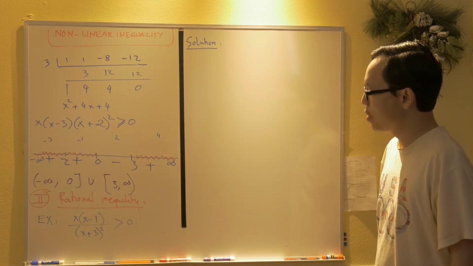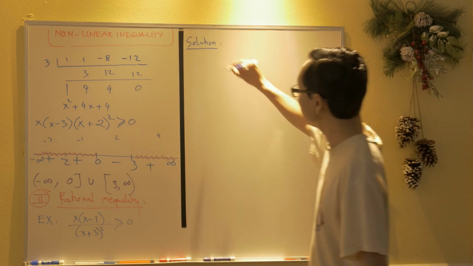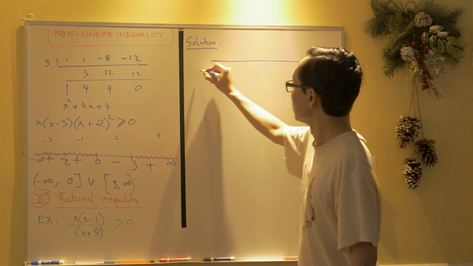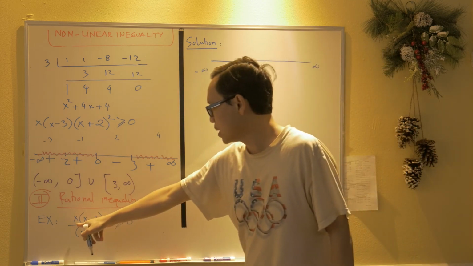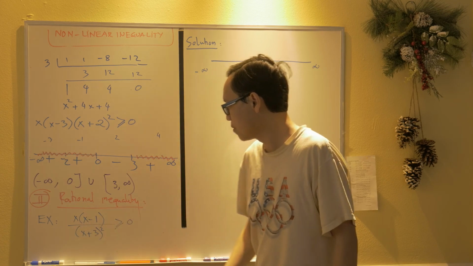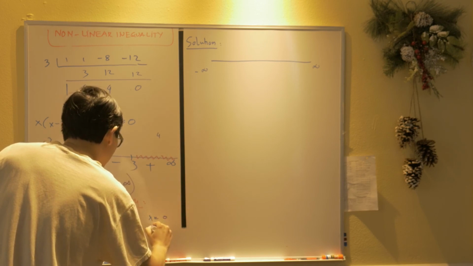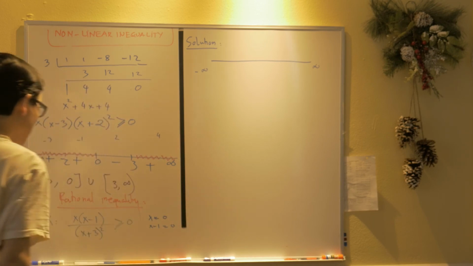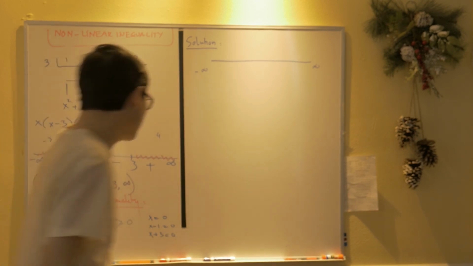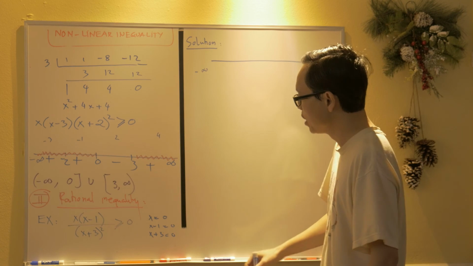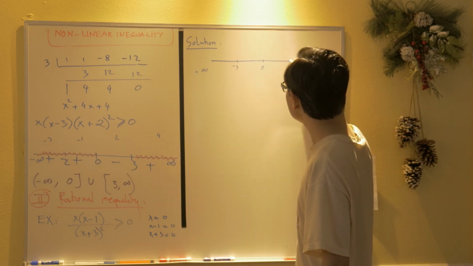First of all, we need to know all the values you have to put on the number line. So we have negative infinity here, infinity here. The first value will be 0, right? Because you set x equal to 0. You set x minus 1 equal to 0, and you set x plus 3 equal to 0, and you solve for the x value. So the first one is 0, the second one is 1, and the third one is negative 3. So negative 3 here, 0, and 1.